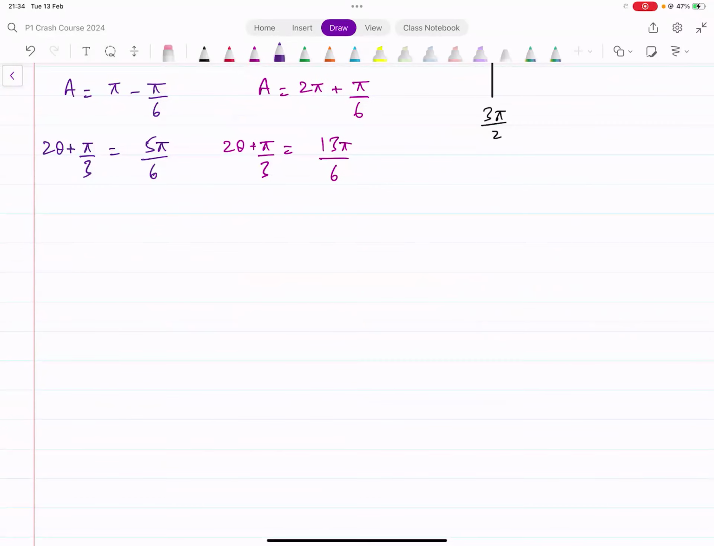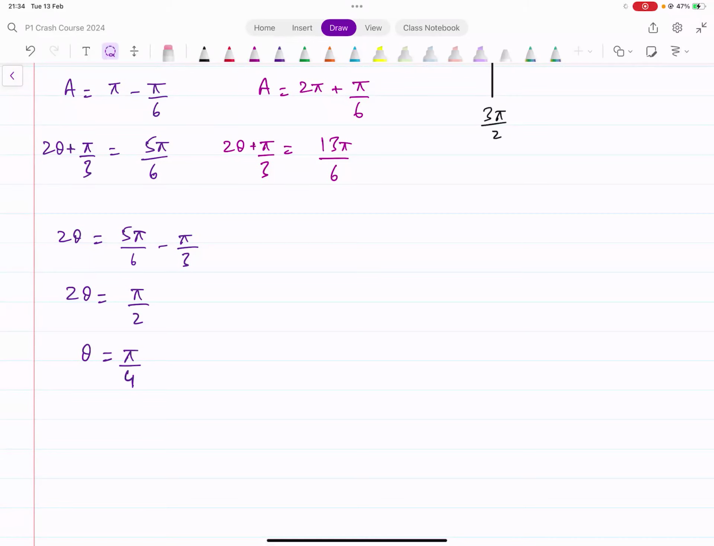You solve the first one. That gives you 2 theta equal to 5 pi over 6 minus pi over 3. Do this on your calculator. 5 pi minus 2 pi, that's 3 pi. 3 pi over 6, that's pi over 2. So the value of theta turns out to be pi over 4. That's one answer that you have.